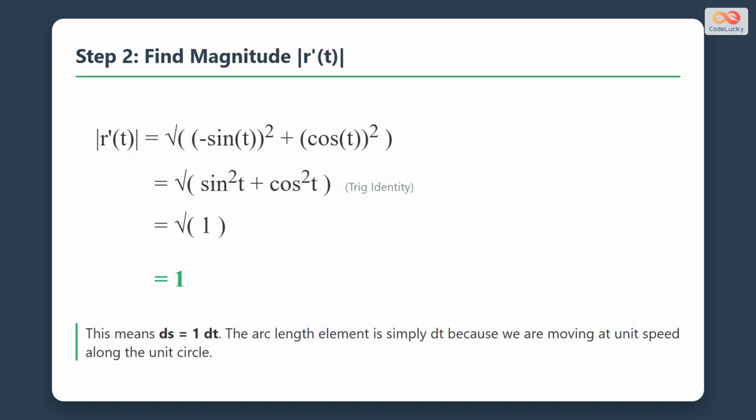Step 2 is finding the magnitude. We take the square root of the sum of the components squared. Using the identity sine squared plus cosine squared equals 1, we find that the magnitude is simply 1. This makes sense because we are moving at a constant speed of 1 along the unit circle.